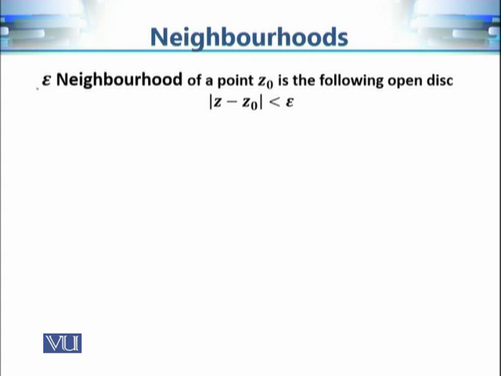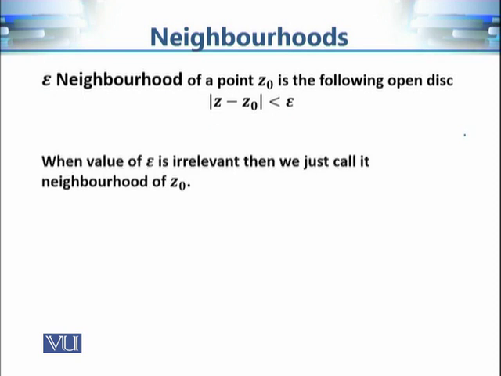So what is an epsilon neighborhood of a point z0? An epsilon neighborhood of a point z0 is just an open disk of radius epsilon. Of course, in this case, it includes all complex numbers whose distance from z0 is strictly less than epsilon, and of course the boundary is not included. Normally we'll just talk about a neighborhood of a complex number when the value of epsilon is irrelevant.